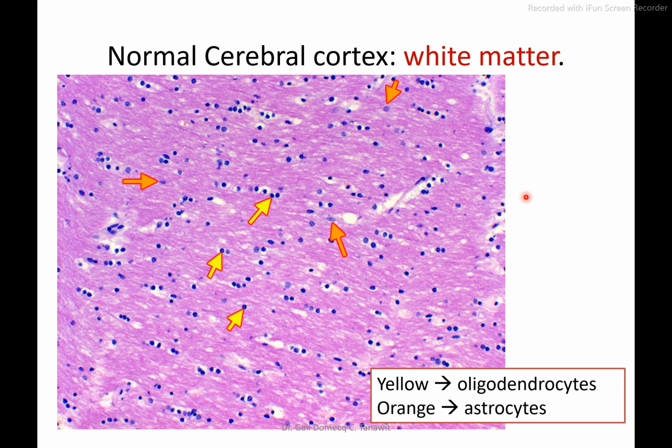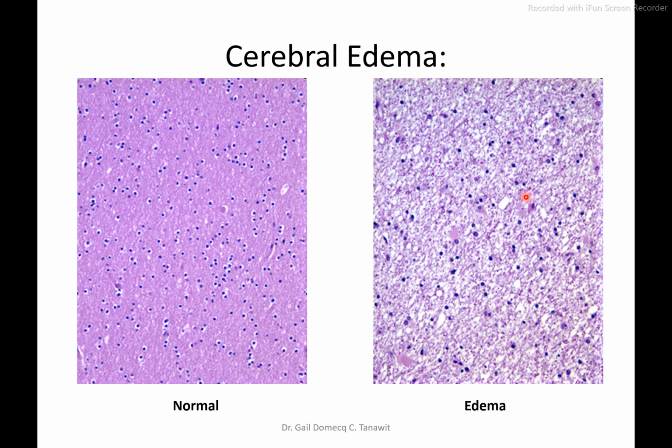On a higher magnification of the normal cerebral cortex and the white matter, the white matter is nothing but your glial cells. But if you have a cerebral edema, the left side would be the normal white matter, and the one on the right is the edematous cerebrum. There is a lot of space, because it is edematous.